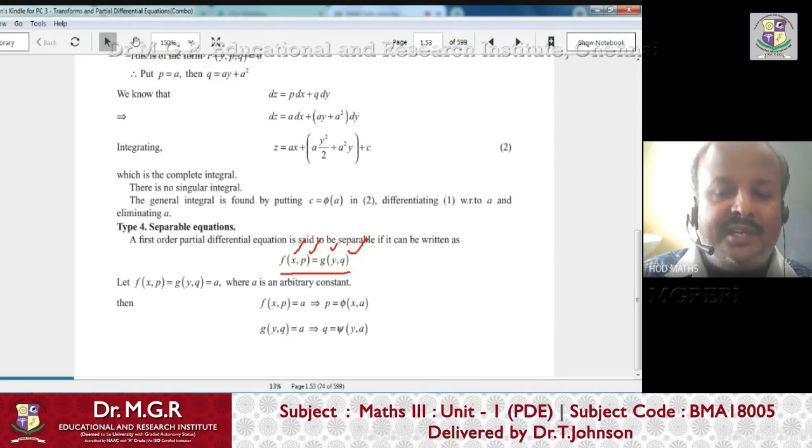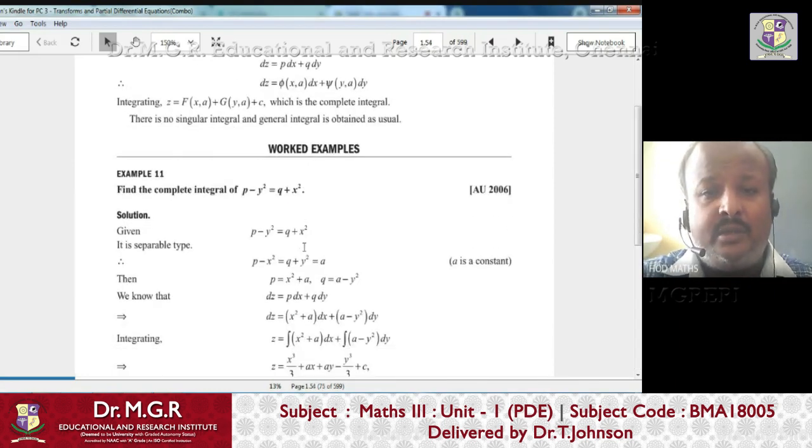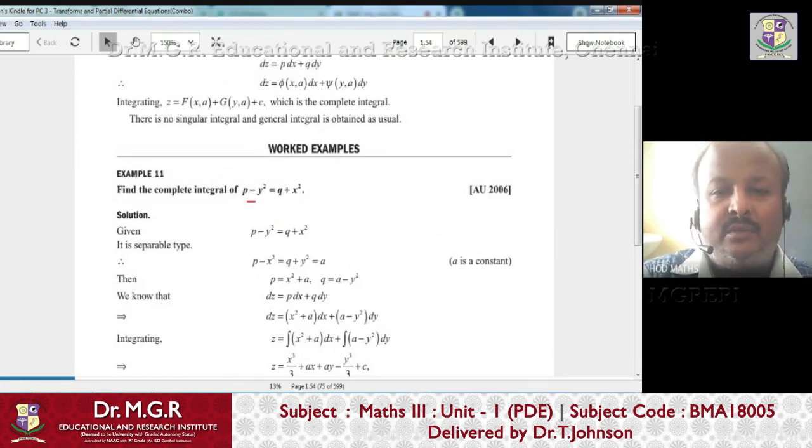But there is one more condition, that in that equation, x and p should be separated on one side, but y and q should be separated on the other side. I will explain this through an example, then you can understand. So when you look at this example, p minus y square equals q plus x square. This is a PDE containing x, y, p and q, but there is no z. So you can call this type 4.